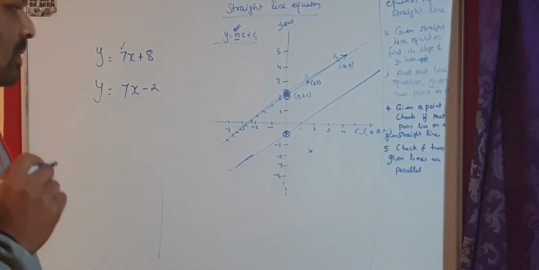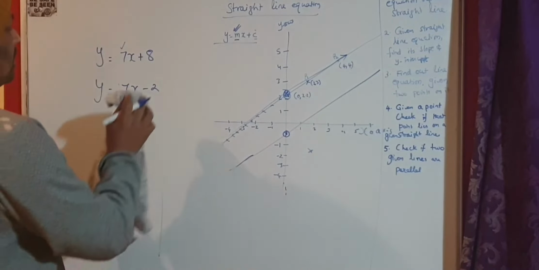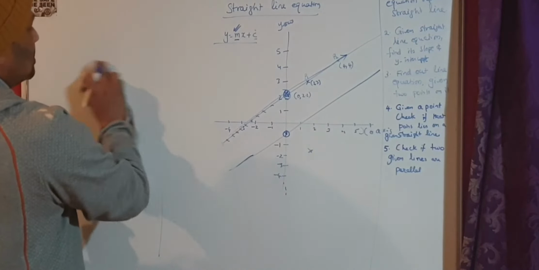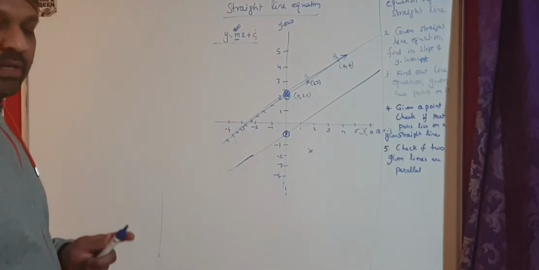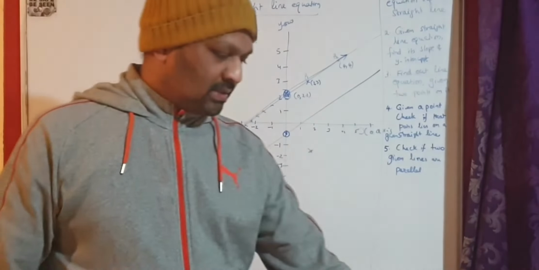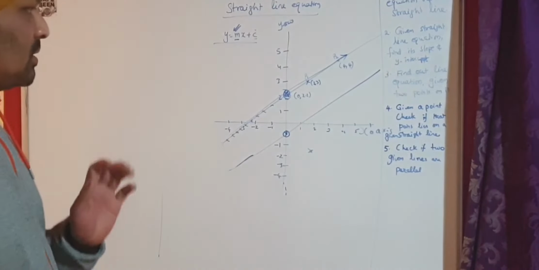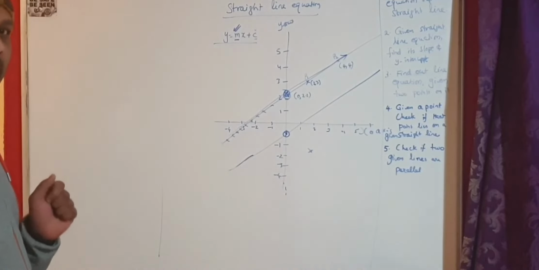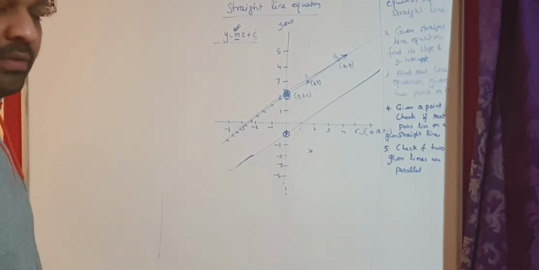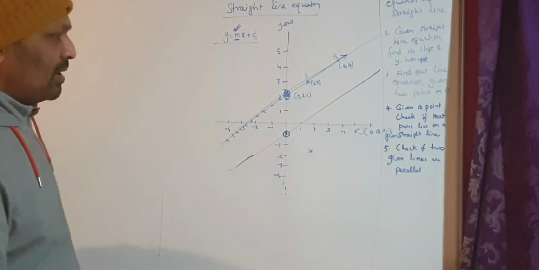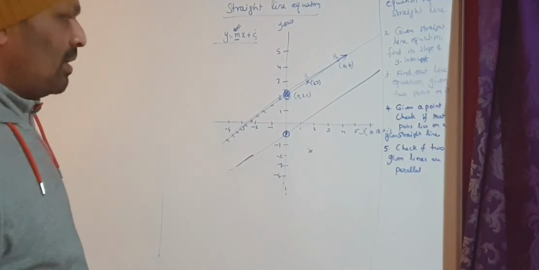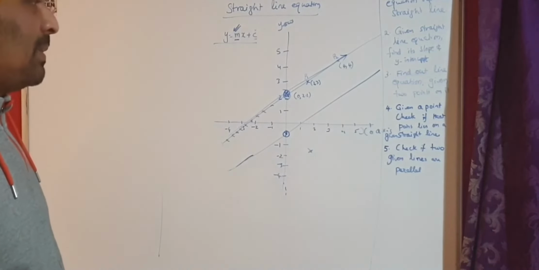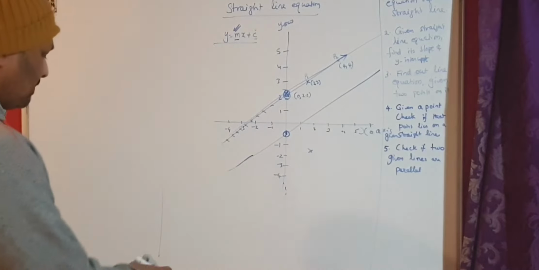Okay. The next concept is: when do you say these two lines are perpendicular? Say you are given two line equations, and you are asked to check if those two lines are perpendicular or not. Whether they are parallel or not, we just found out. Whether they are perpendicular or not, how do you find it out?